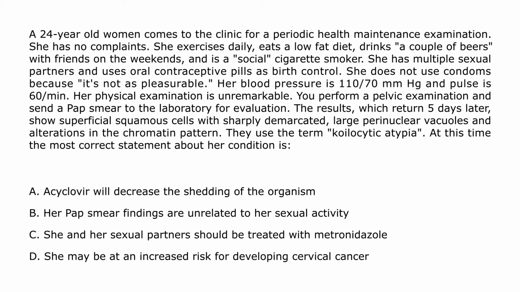Next question. A 24-year-old woman comes to the clinic for a periodic health maintenance exam. She has no complaints. She exercises daily, eats a low-fat diet, drinks a couple of beers with friends, and is a social smoker. She has multiple sexual partners and uses OCPs as birth control. She does not use condoms because it is not as pleasurable. Blood pressure is 110, pulse is 60, physical exam is unremarkable. You perform a pelvic exam and send a pap smear to the lab. The results, which return 5 days later, show 2 superficial squamous cells with sharply demarcated and large perinuclear vacuoles and alterations in the chromatin pattern. They use the term koilocytic atypia.